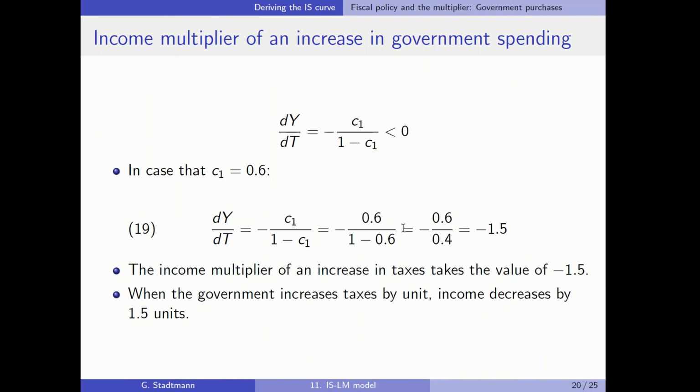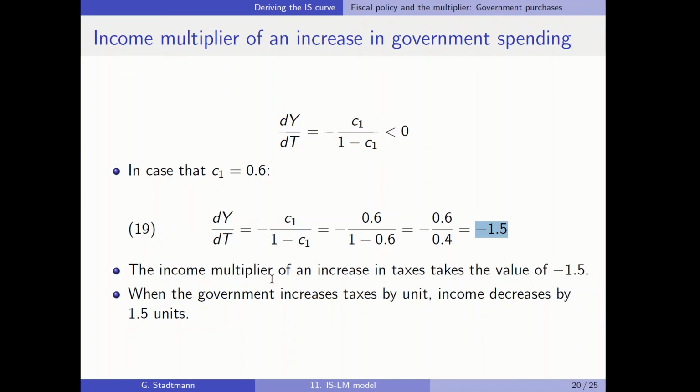How large is this effect? We have to plug in the numbers we have. C1 is equal to 0.6, so we get to minus 0.6 over 1 minus 0.6, or minus 0.6 over 0.4, or minus 1.5. So the income multiplier of an increase in taxes takes the value of minus 1.5, and this has to be interpreted in the following way. When the government increases taxes by 1 unit, income decreases by 1.5 units.